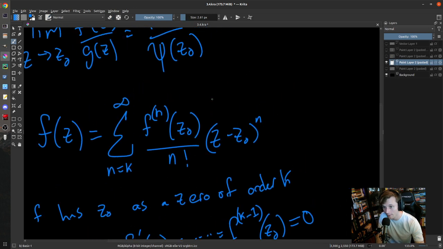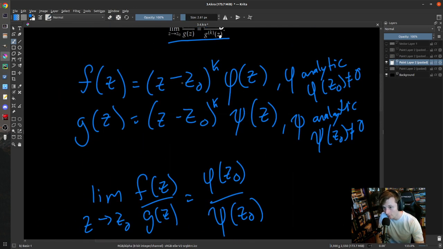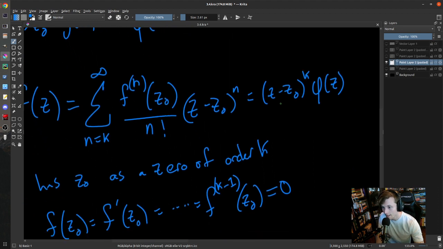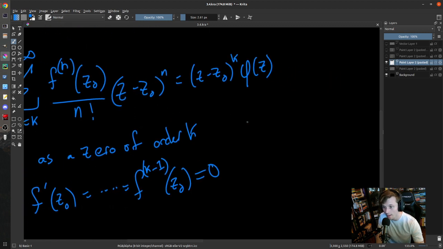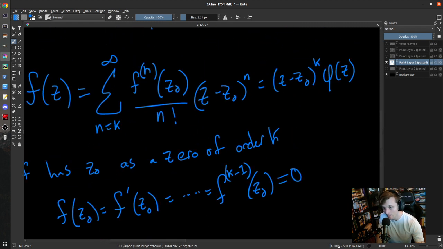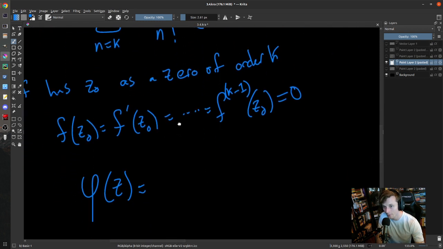Okay, but wait a second. We know that f is also equal to (z minus z naught) to the k, times phi of z. Oh, wait. I could just divide both of these by (z minus z naught) to the k. And hey, what have I found when I do that? Well, if I do that, then I get that phi of z is equal to, and now when I do this, I'll write this step out.